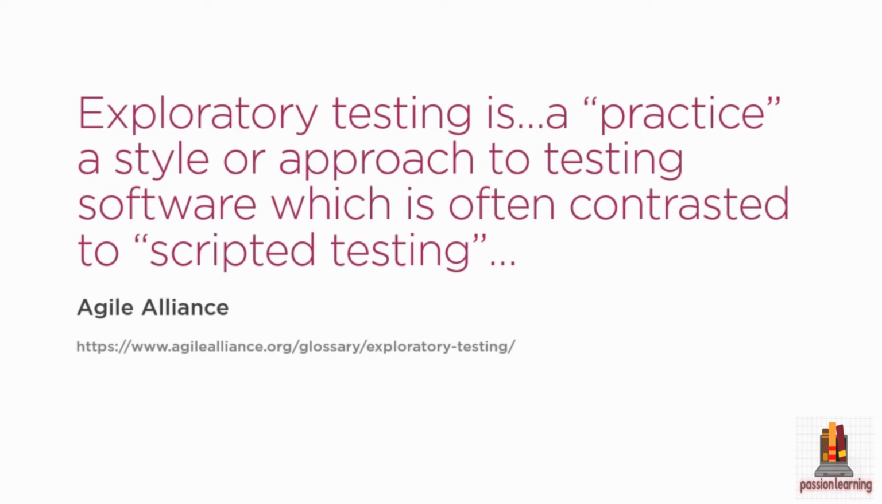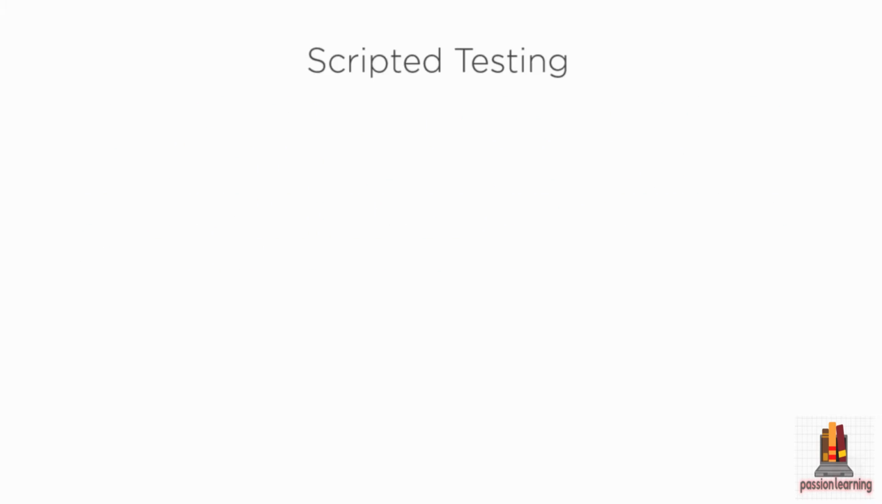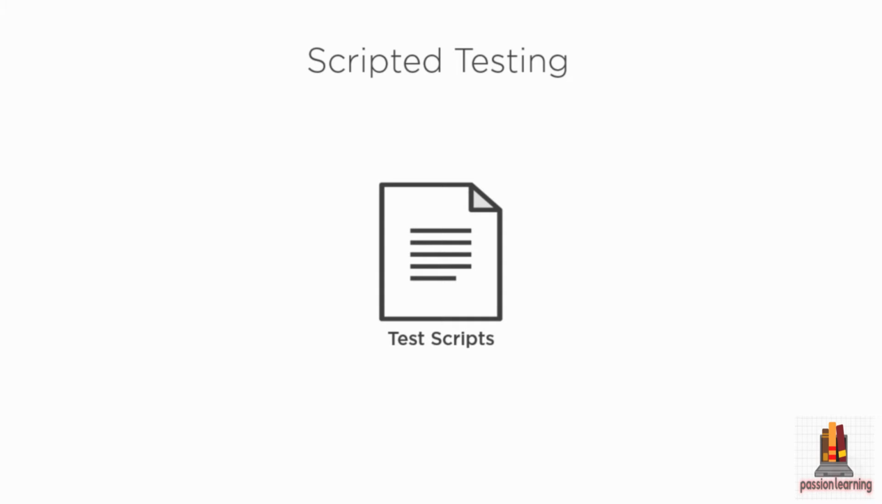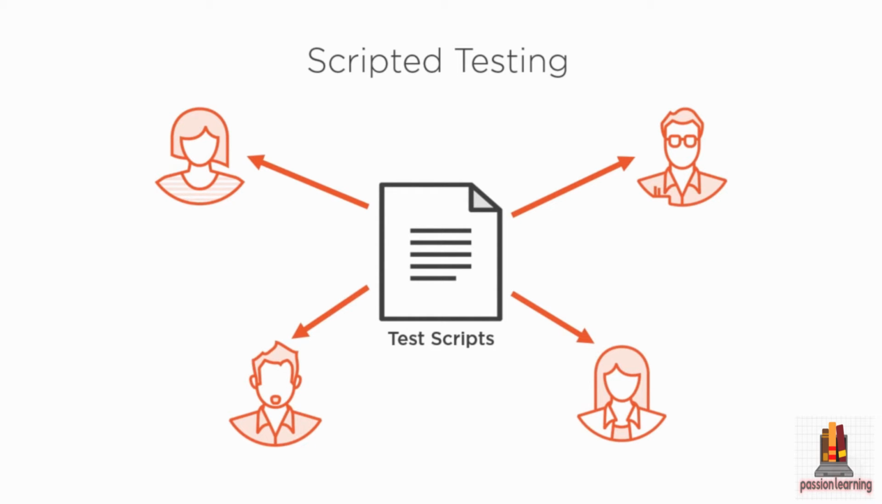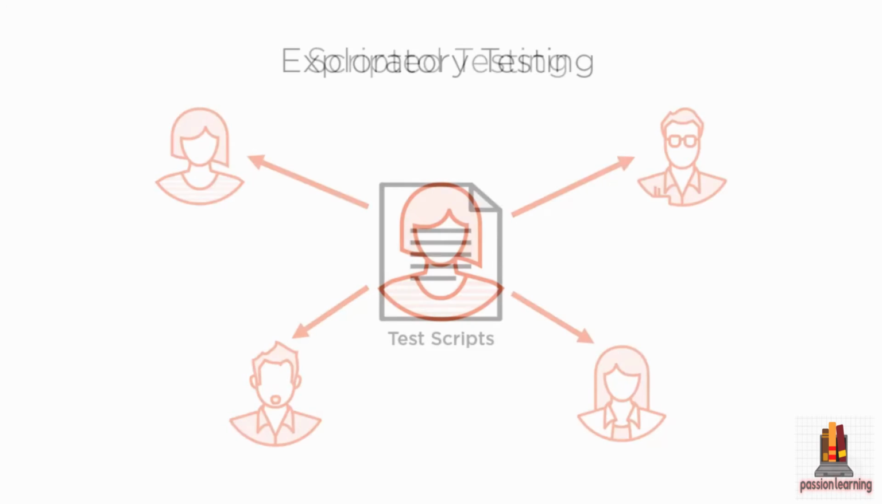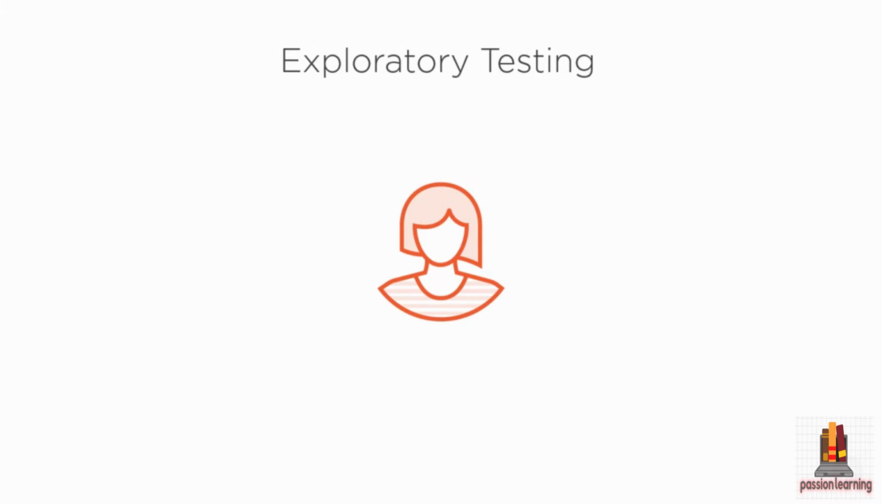The Agile Alliance defines exploratory testing as a practice, a style or approach to testing software which is often contrasted to scripted testing. So earlier in the course we saw how we can replace manual scripted tests with automated tests. With scripted testing, these predefined test scripts sit at the heart of the testing process. Our human testers here are simply execution engines for these predetermined test scripts. With exploratory testing, on the other hand, our QA specialist sits at the center of the manual testing process.